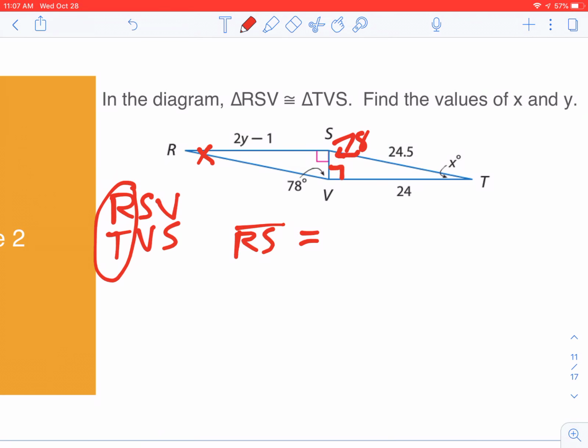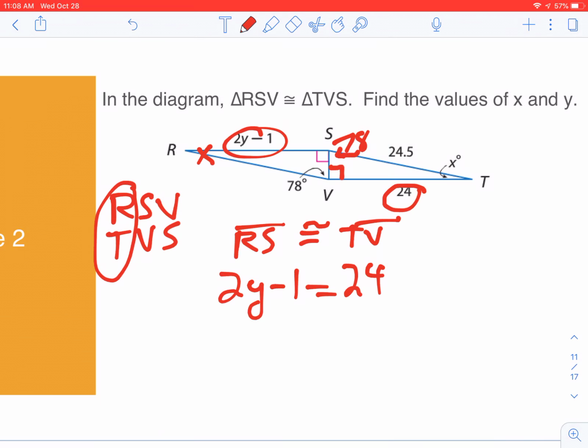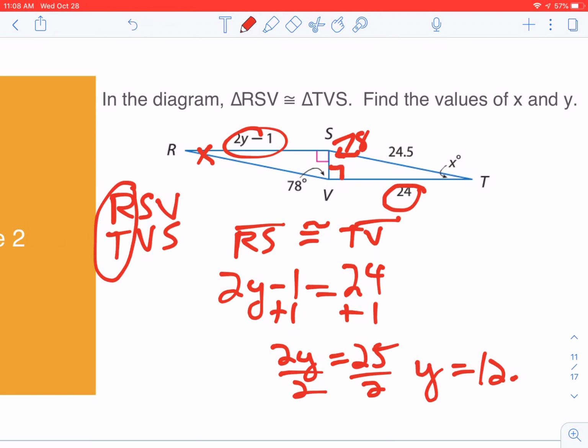RS is congruent to TV. So if I look at that, TV is 24, RS is 2y minus 1. So what I can do then is do algebra, and I can find y plus 1, 2y equals 25, divide both sides by 2, y will equal 12.5.